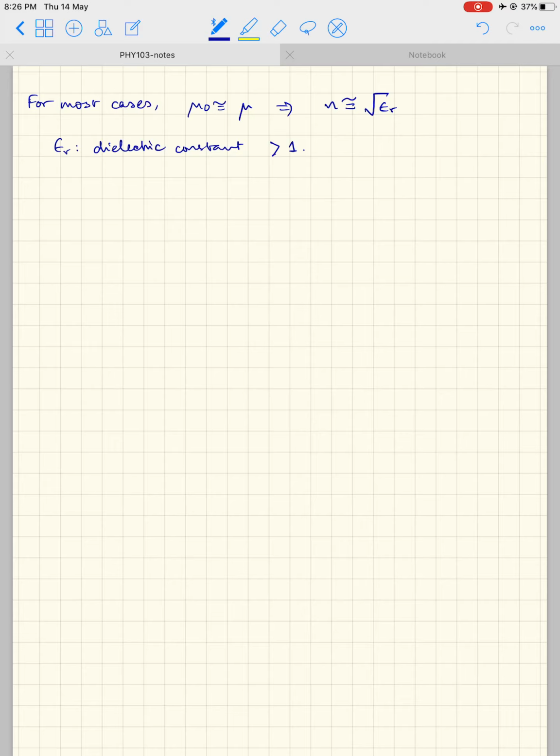Now, all of our previous results will just go through with the replacement of epsilon naught by epsilon and mu naught by mu, and hence the speed of light c by v. So the energy density, if you wish, that is now given by U is just half epsilon E squared plus 1 over mu B squared. Sorry, I'm getting my factors wrong. Give me a second.